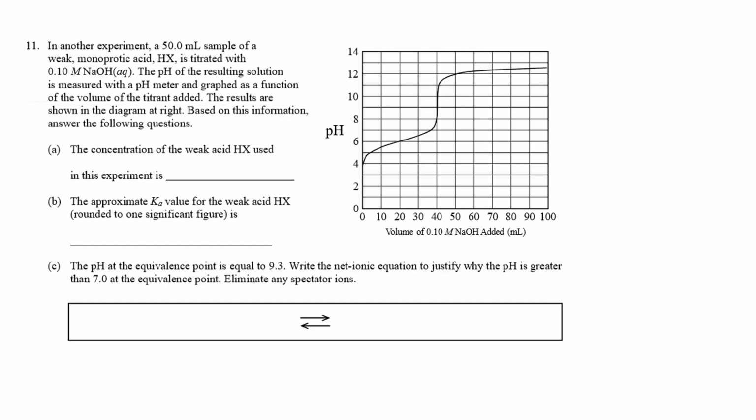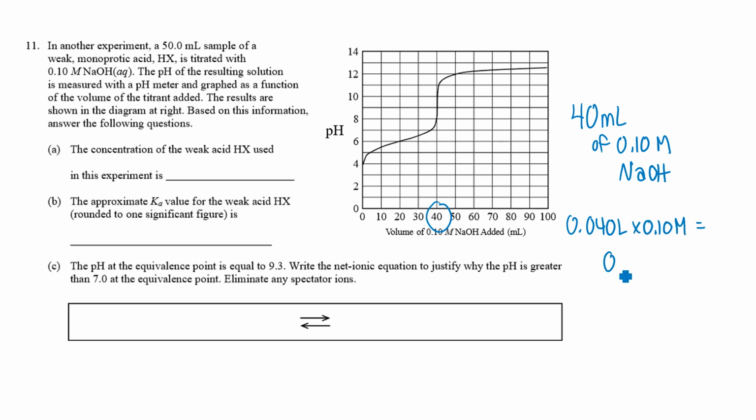All right, looking at this next one, we've got another weak acid titration. And the question is, what is the concentration of the weak acid? Well, it looks like it took 40 mils of 0.1 molar NaOH to neutralize this weak acid. And so I'm going to figure out how many moles that is. My volume times molarity is going to give me moles. So that's 0.004 moles of NaOH.